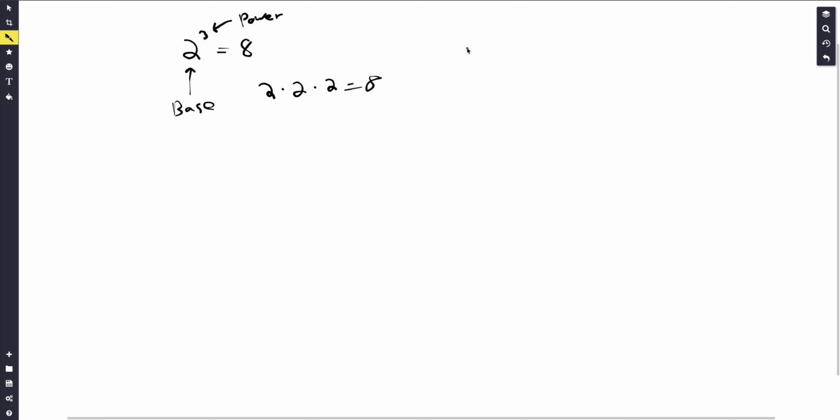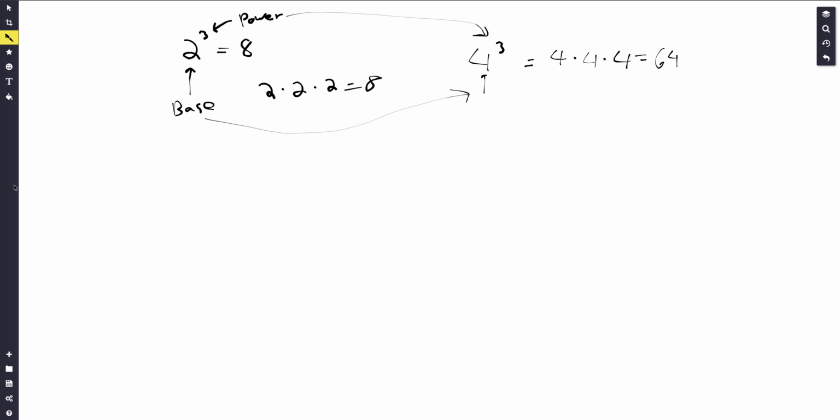Let me give you another example. Let's use 4 to the power of 3 this time. In this case, 4 would be our base, as we labeled before, and the 3 again is the power. It's not always going to be 3, but it just turned out that way in this situation. We can solve this by doing 4 times 4 times 4, and we know that's equal to 64. So that's a really quick refresher on exponents.